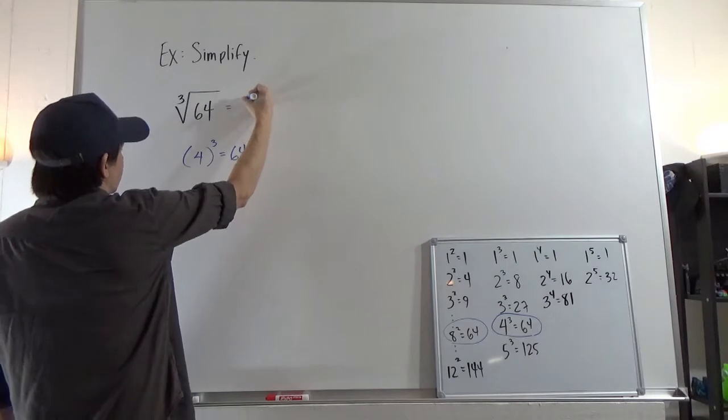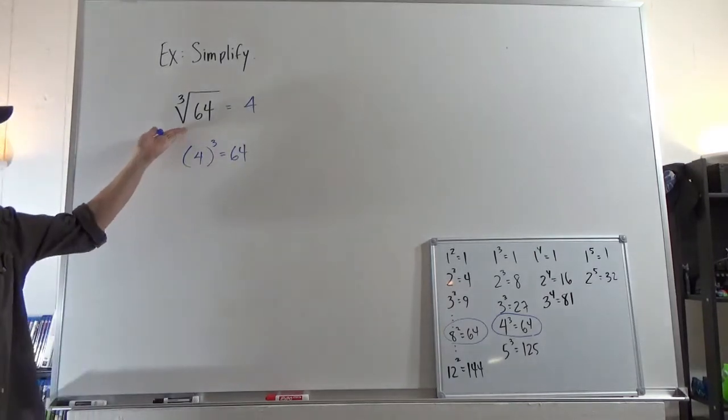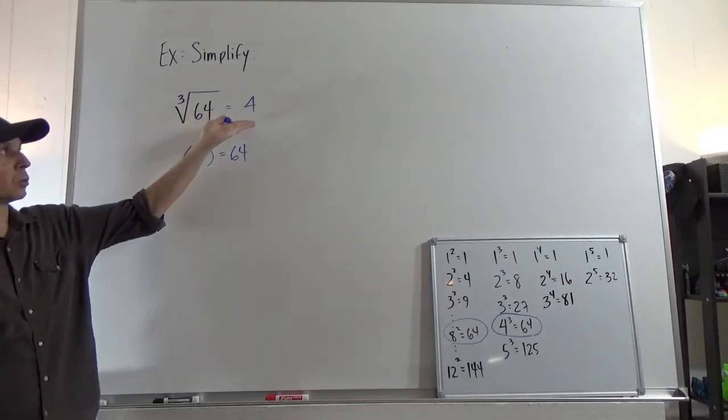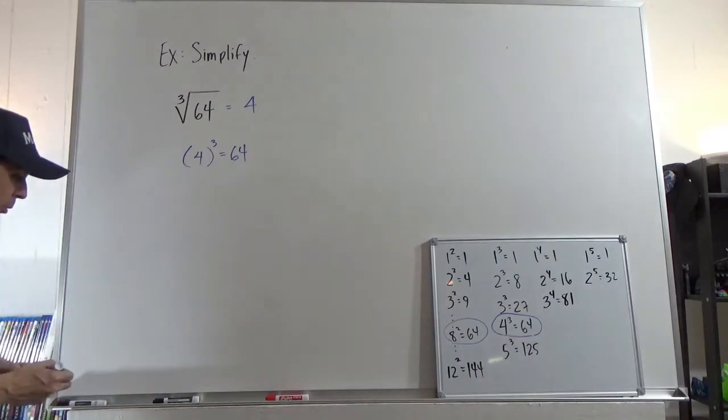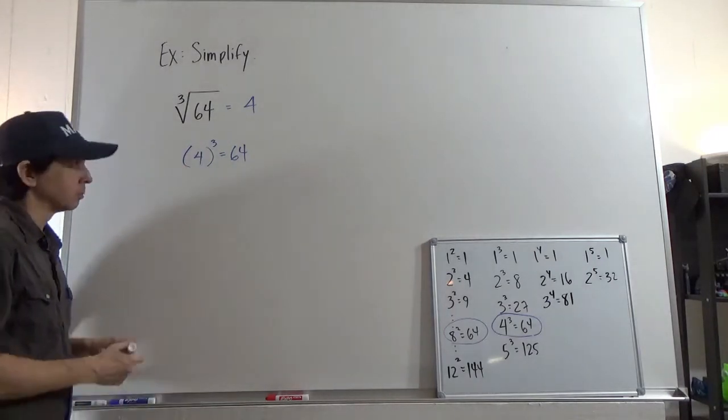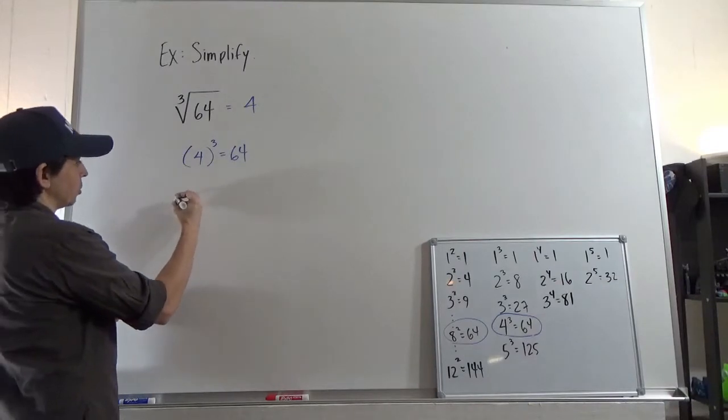Again, this one is equal. So this is saying the cube root of 64 is equal to 4. So that is an equal. We are simplifying a radical involving a higher root.